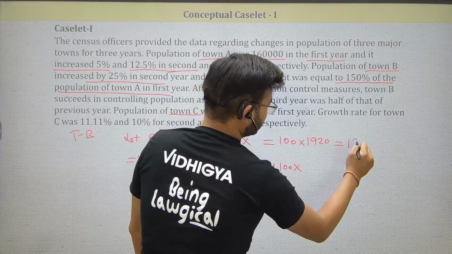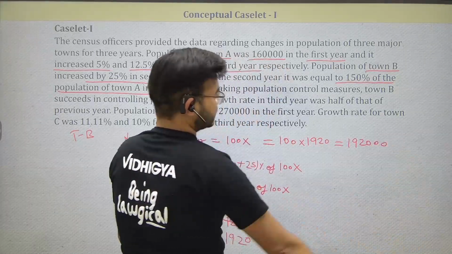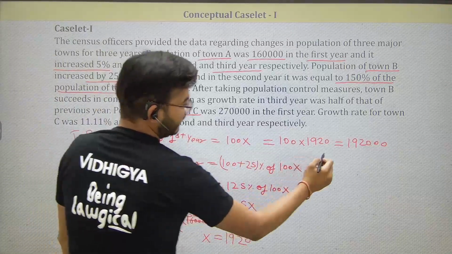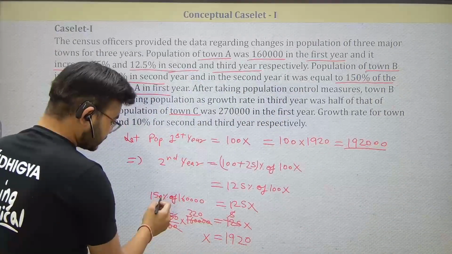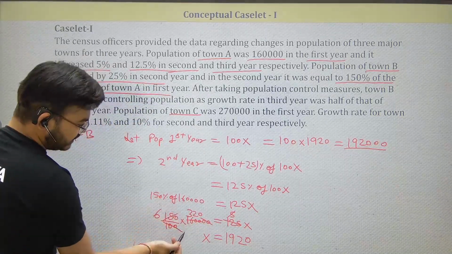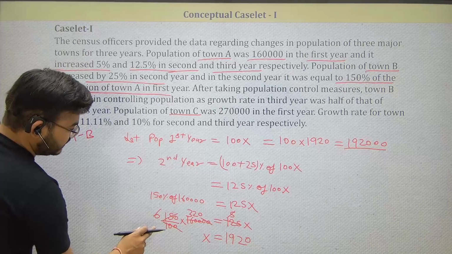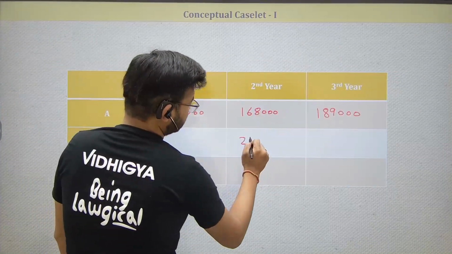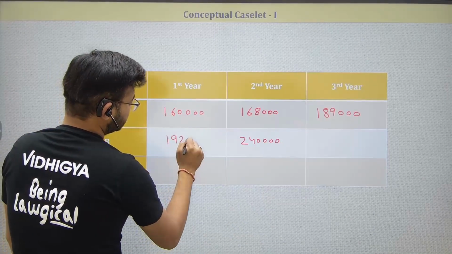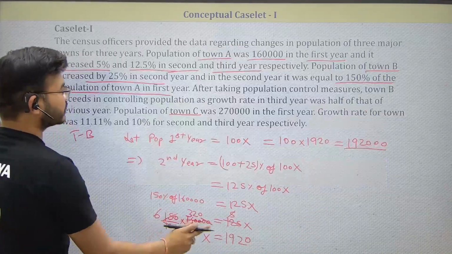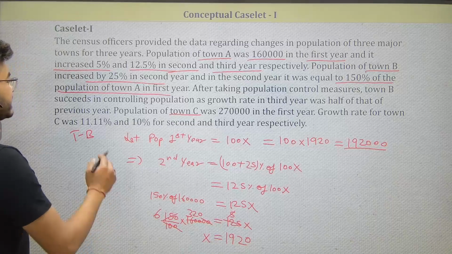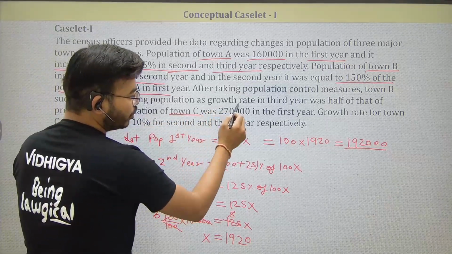So this will be equal to 1,92,000. So the population of town B in the first year will be 1,92,000. And in the second year, it is 150% of 1,60,000, so we can calculate this value as well. This will basically be 2,40,000. This is 1,92,000.